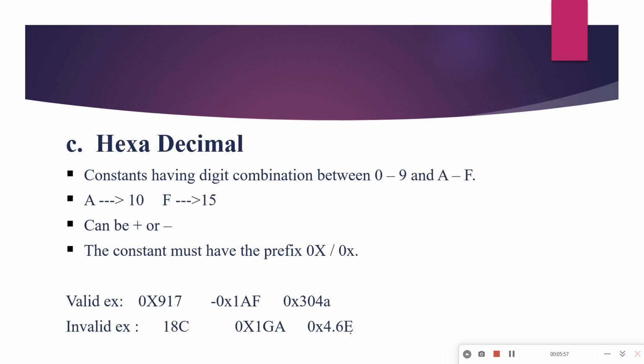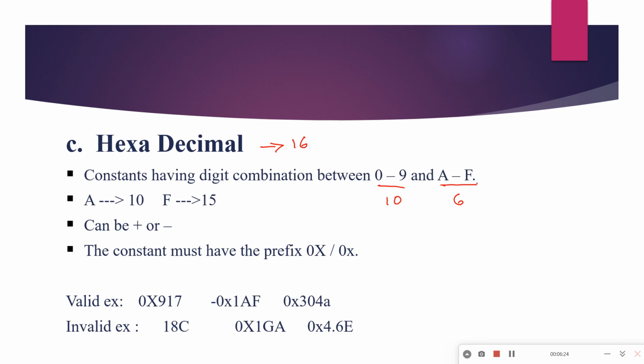Next, hexadecimal. Hexadecimal means a total of 16 combinations. 0 to 9, it is 10. Then A to F, again it is 6. So overall, the 16 combinations, we are going to call that hexadecimal.